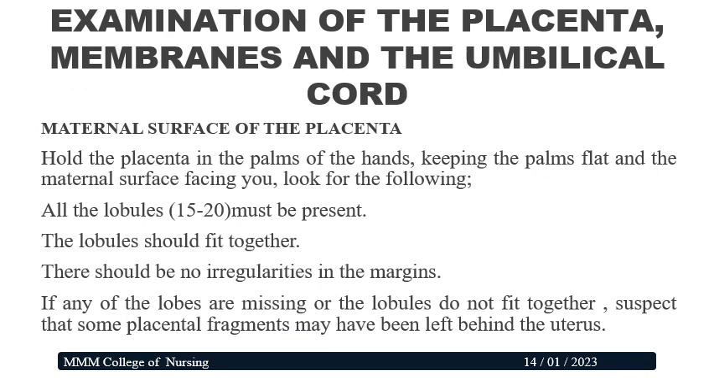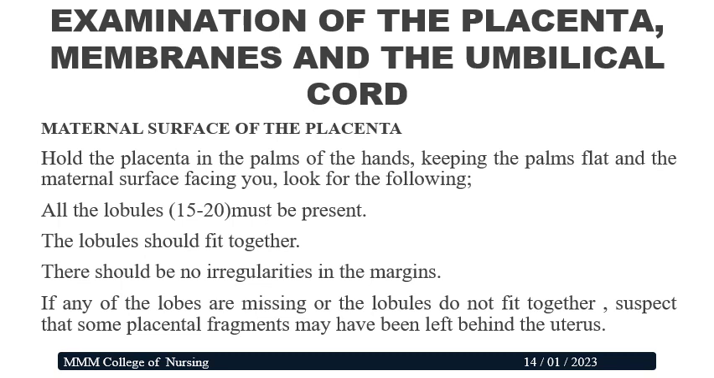So next, after the delivery of the placenta along with the membranes, you will have to do the examination of the placenta, membranes and the umbilical cord. So how to examine the placenta? The placenta has two surfaces. First is the maternal surface and next is the fetal surface. For the maternal surface, hold the placenta in the palms of the hands, keeping the palms flat and the maternal surface facing you. Look for the following.